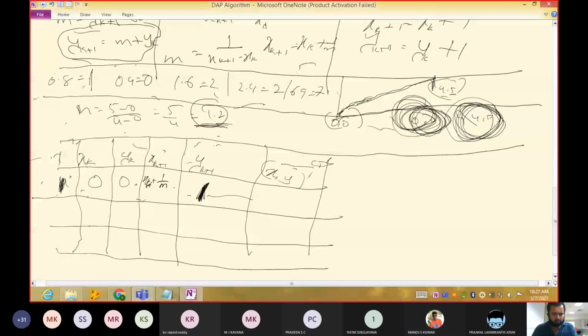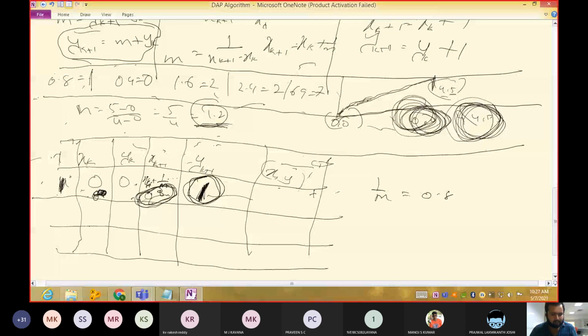1 by m is equal to 0.8. What is xk here initially? It is 0. 0 plus 0.8 is 0.8. Is this clear to you? How we got 0.8 here and how we got 1 here? Is it clear?